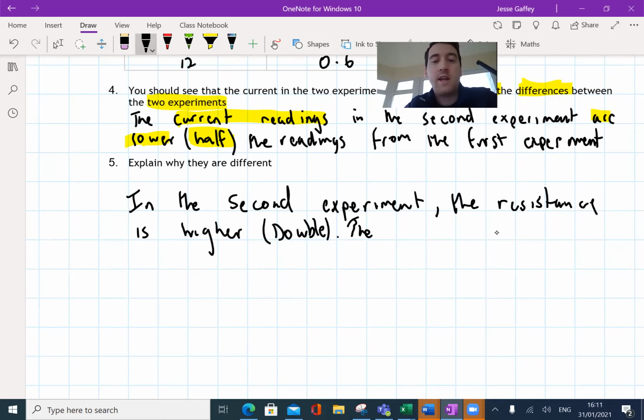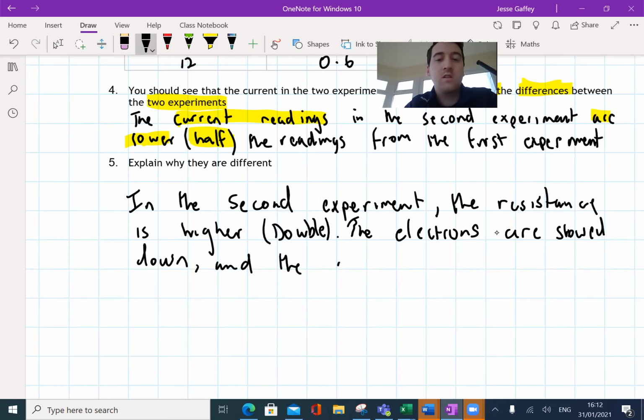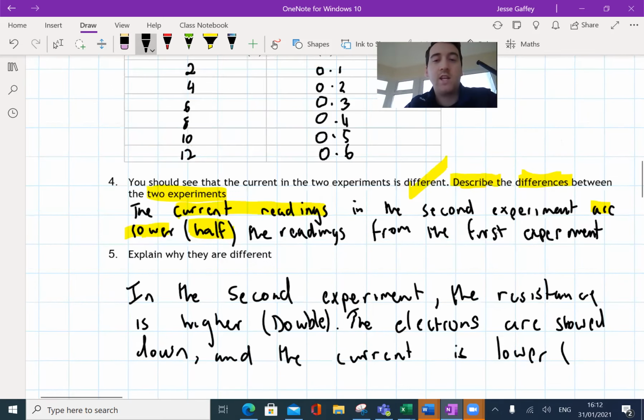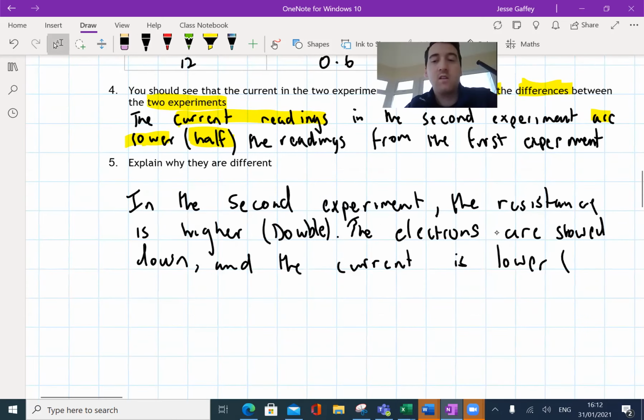The electrons are slowed down. And the current is lower. Brackets, how much lower is it? Well, each reading is half. Half as fast as in the first experiment. Okay.